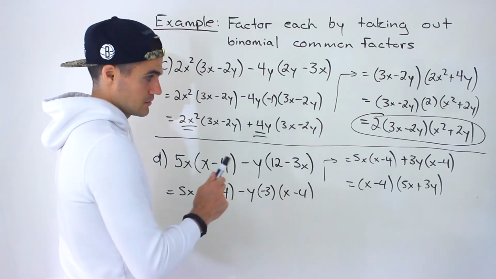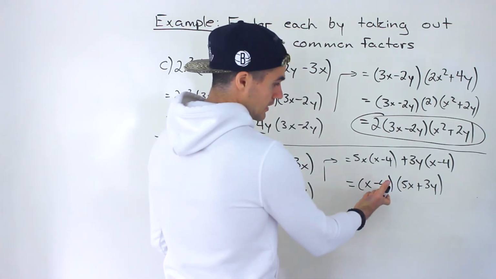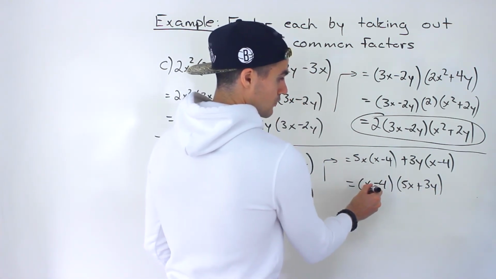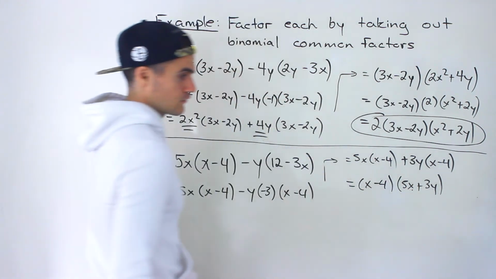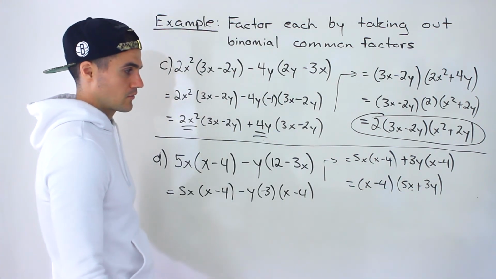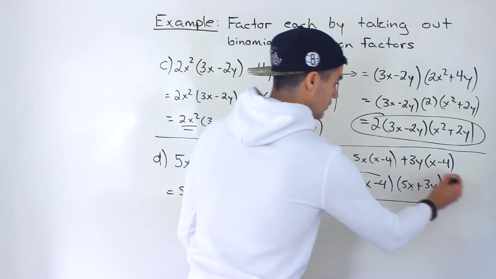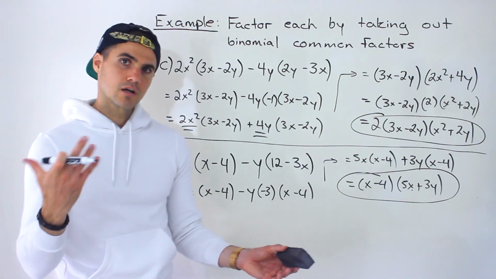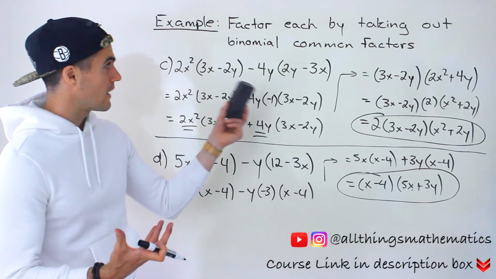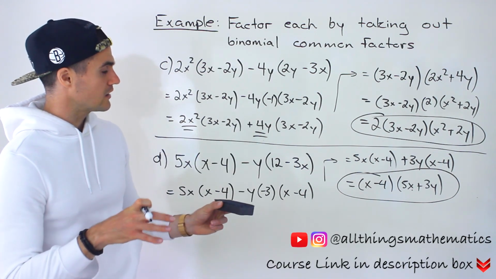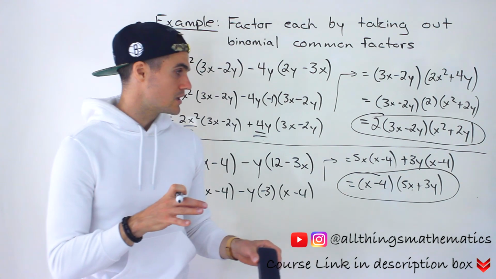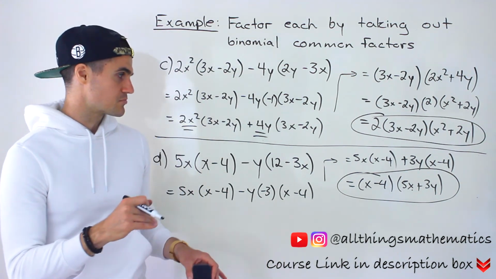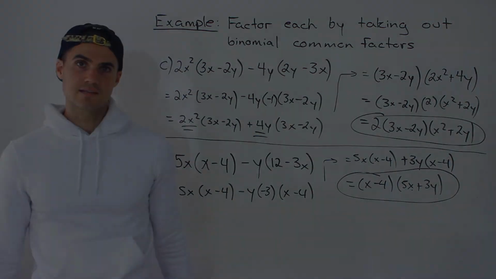And then, as I mentioned in the previous one, you always want to check, can you take anything further out from these factors? Can't take anything further out from here. Can't take anything further out from that factor. All right, so this ends up being the final factored expression. Right, so just a couple other examples of where we're factoring by taking out binomial common factors, but these were a little bit tricky because there was some initial manipulation that you had to do to the expressions in order to follow that same process.